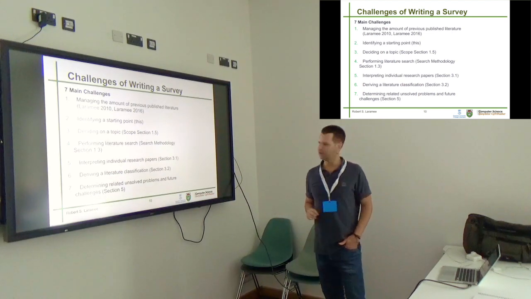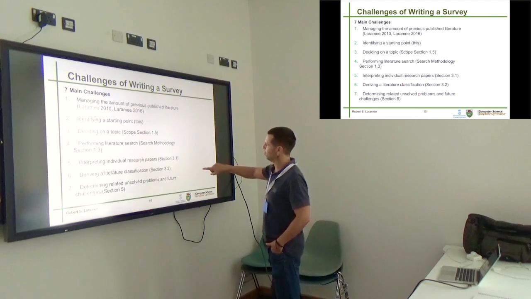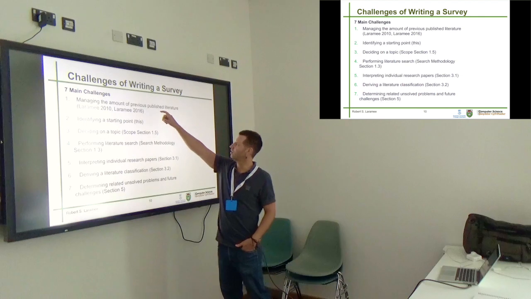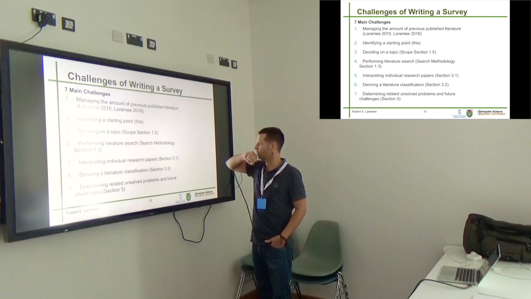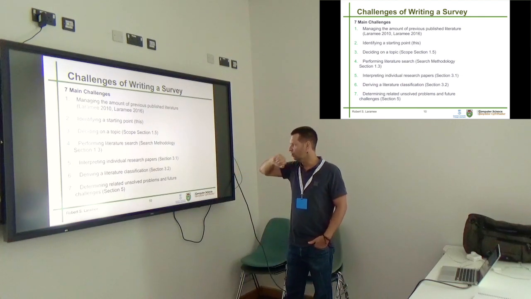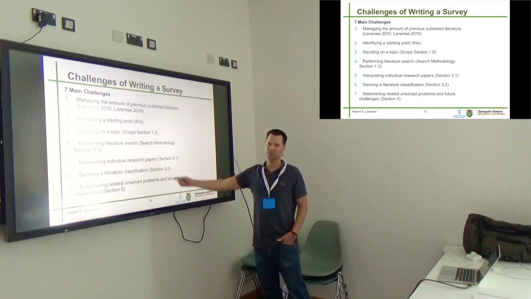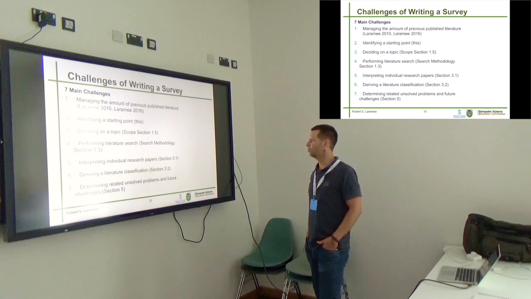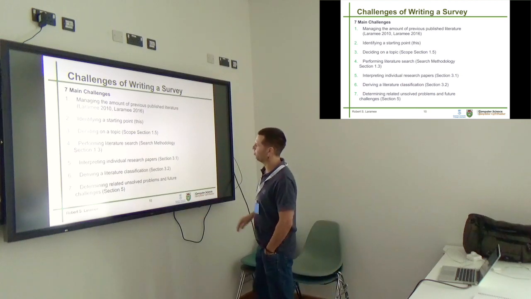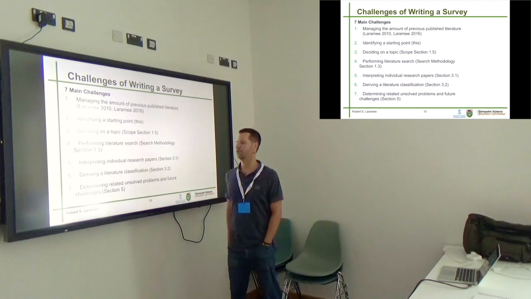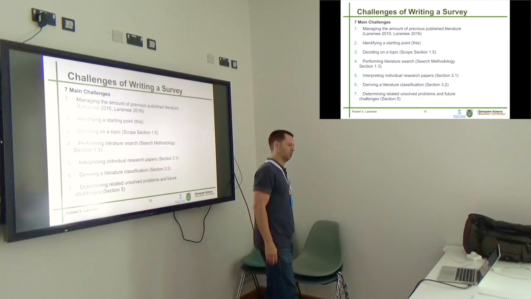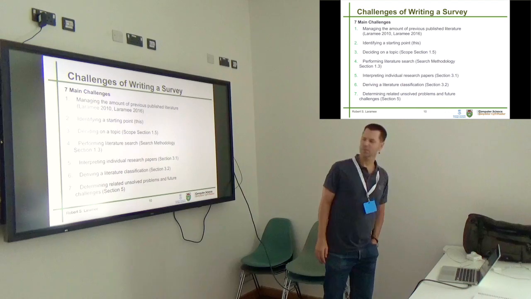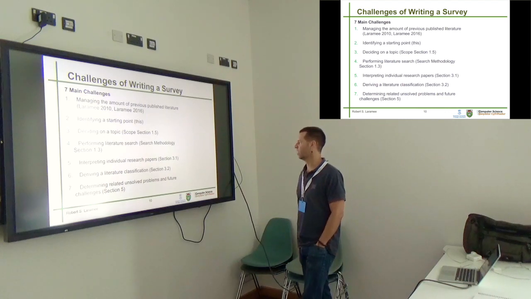Interpreting individual research papers. That's described in section 3.1 of the big PDF and here in step 1 of the PBSK. Deriving a literature classification, definitely a major challenge. We describe that in section 3.2. And then determining the unsolved problems and future challenges is a major challenge. And we discussed that in section 5.